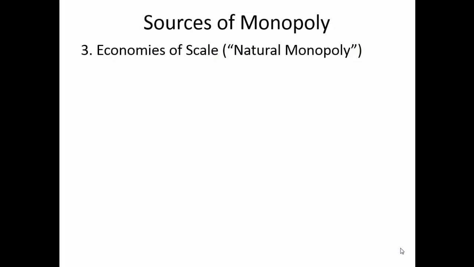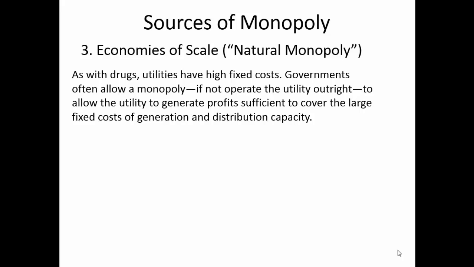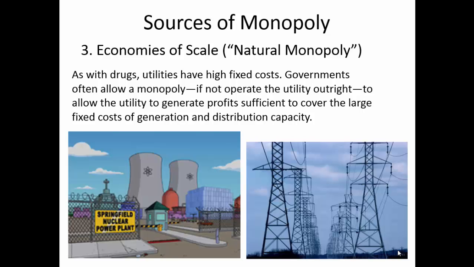Okay, so one last thing we need to mention here is the idea of natural monopoly, which arises from economies of scale. And an example of this is utilities. They have high fixed costs, and therefore governments often allow a monopoly, or actually run the monopoly, to allow the utility to generate profits high enough to cover those high fixed costs. And if you think about this, it would be really unfeasible to have competition with many different providers if each had to have its own distribution network. Then that's the source of the fixed costs here. So you think about your electric power utilities.